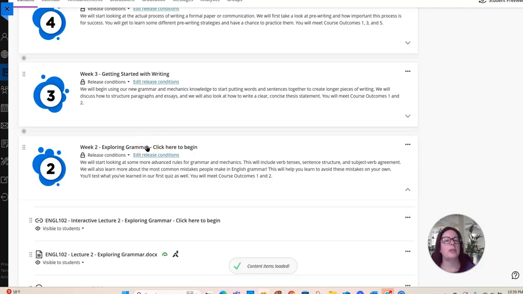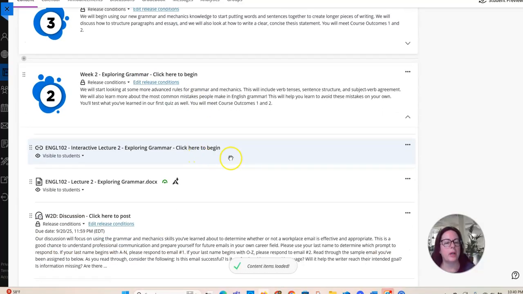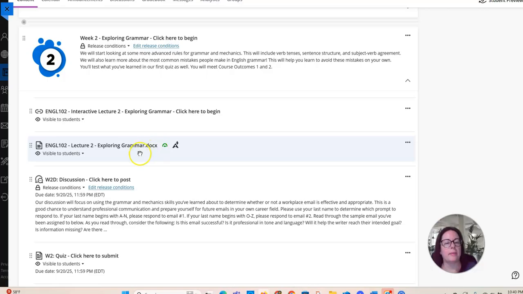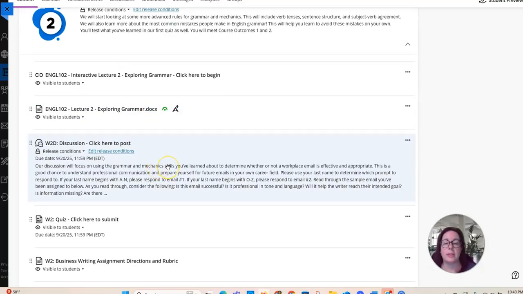In addition to the weekly lecture, of course, you have the option of looking at the document, which you can print out if you would like, or just sometimes people like to look at the document. Of course, every week we have a discussion post. This week we're looking at a couple different emails, and depending on where your last name lands in terms of the alphabet, you'll be writing about a certain letter.